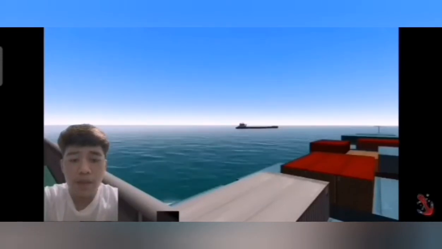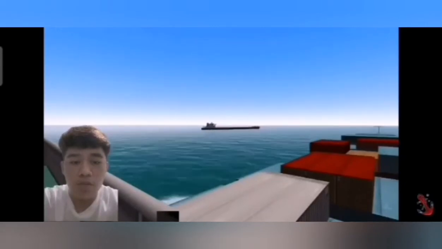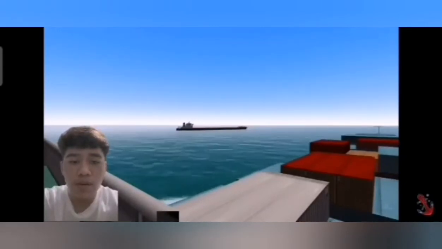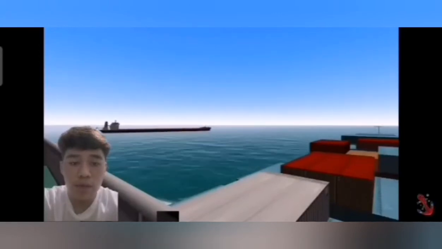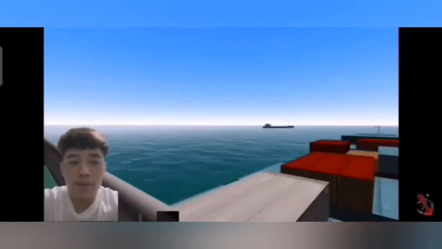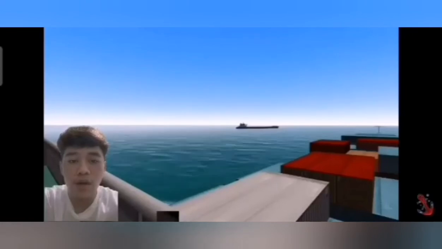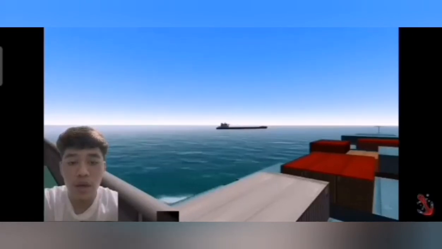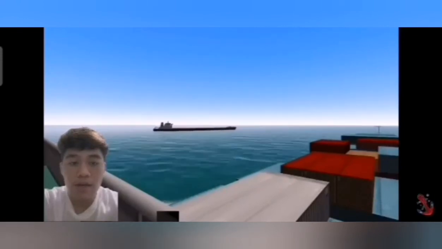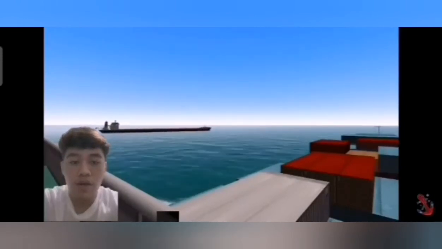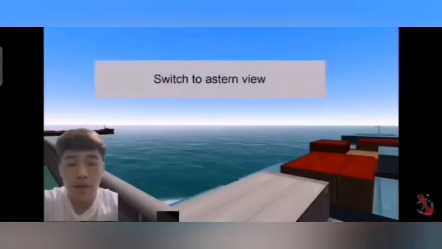Pag nakalagpas na ito, pwede sila bumalik sa original course line at 11.25 angle starboard side. And then pwede na sila mag-increase ng speed nila at normal because hindi na sila magbabanggaan at di sila magkakaroon ng risk of collision sa gitna ng open sea, sa gitna ng dagat.